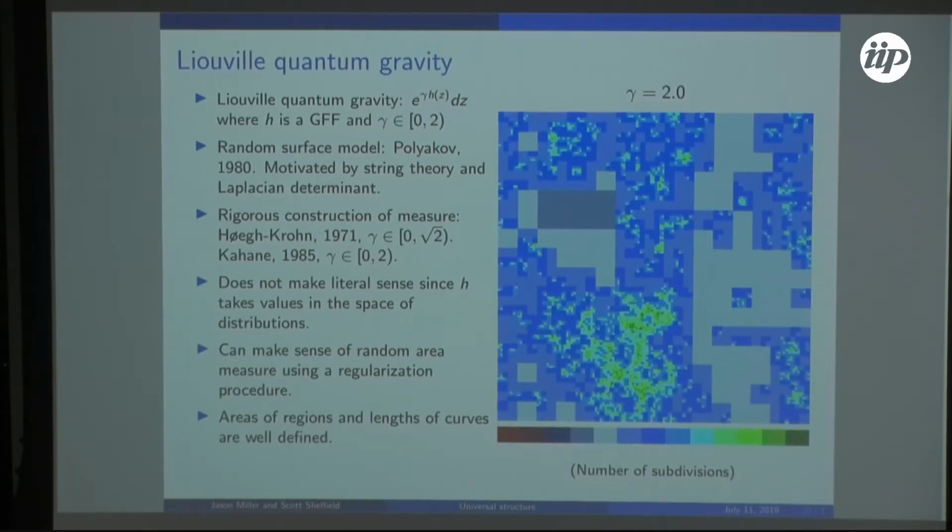Yeah, that's right. Okay. So it's really just e to the gamma h. And this is kind of the population density map for that.